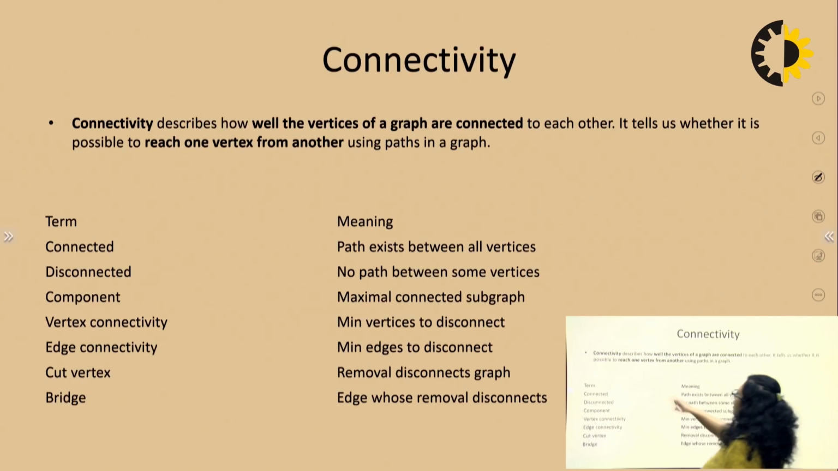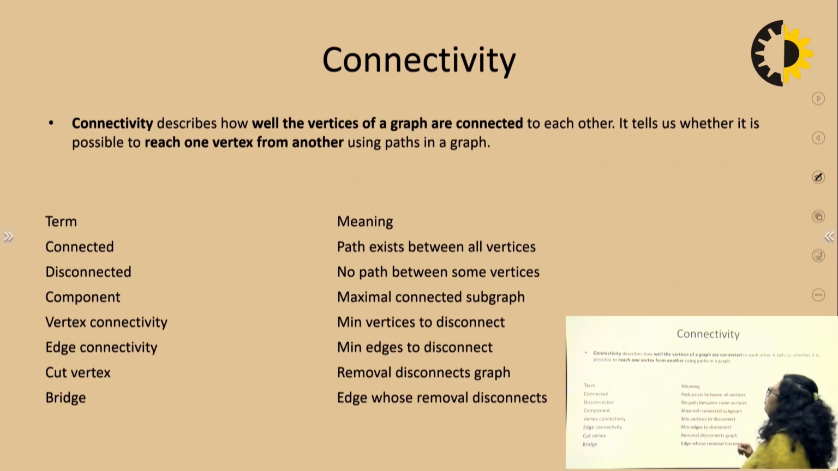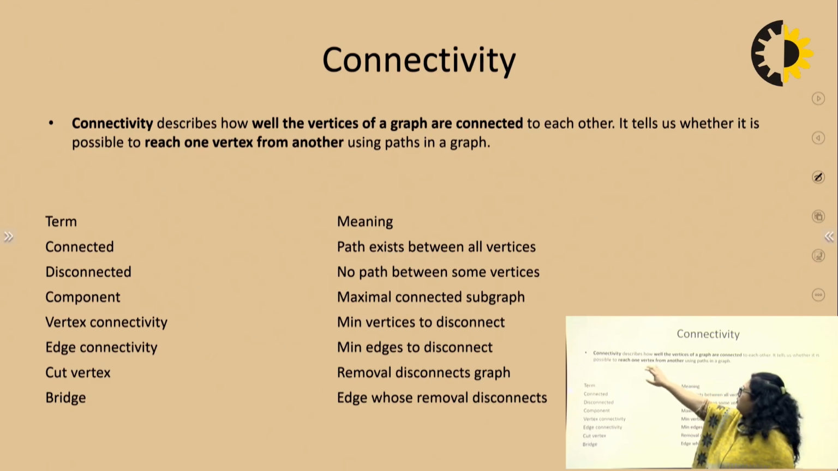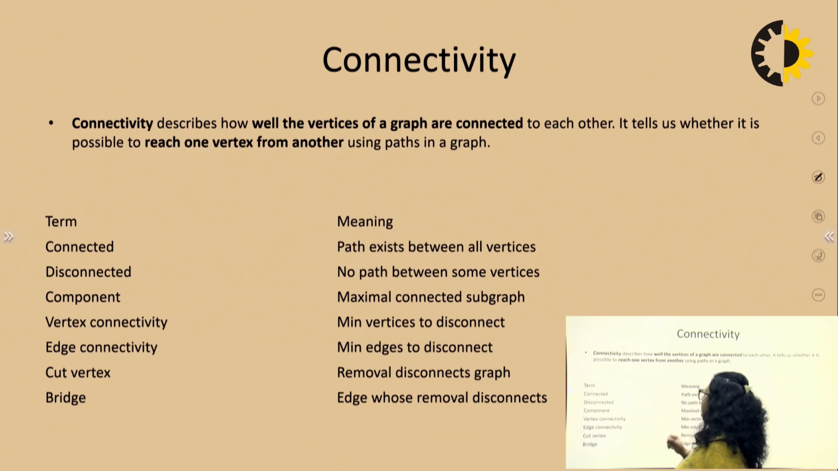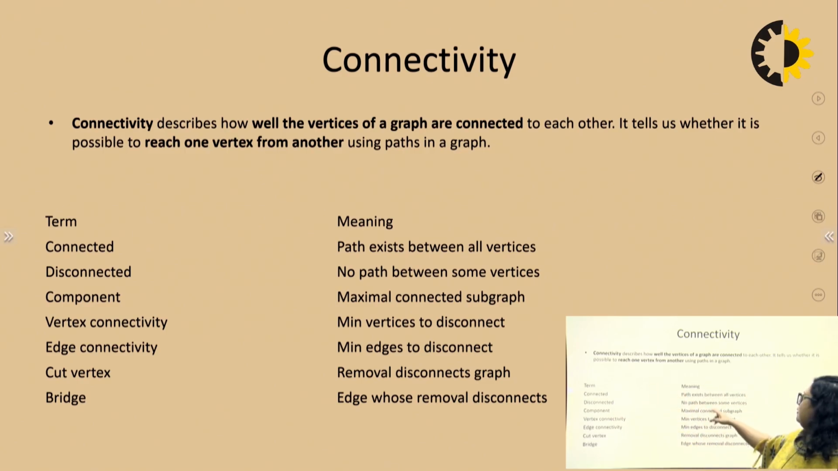Connectivity. Connectivity describes how well vertices of a graph are connected to each other. It tells us if it is possible to reach one vertex from another using paths. So connectivity is basically a way of reaching from one vertex to another. We have different terms used in connectivity, like connected. Connected means a path exists between all vertices.